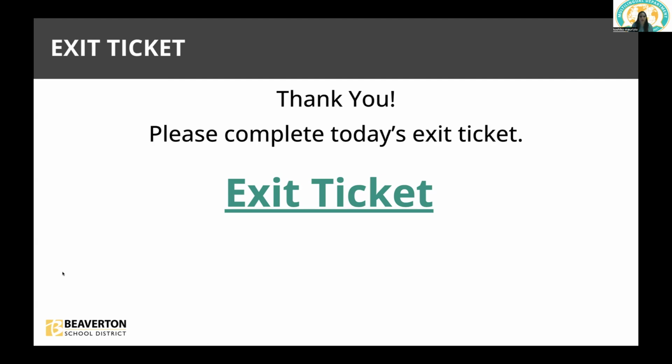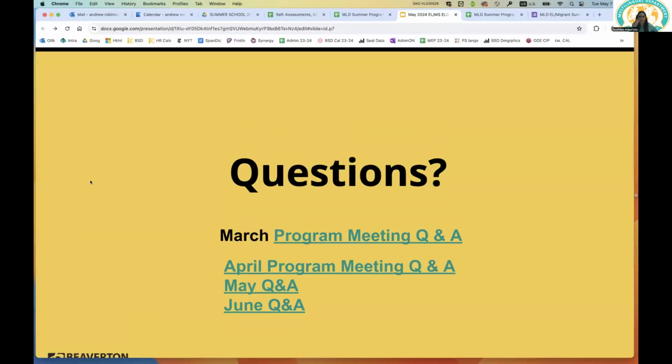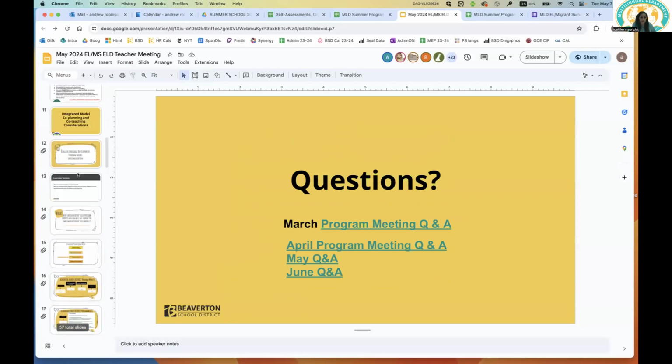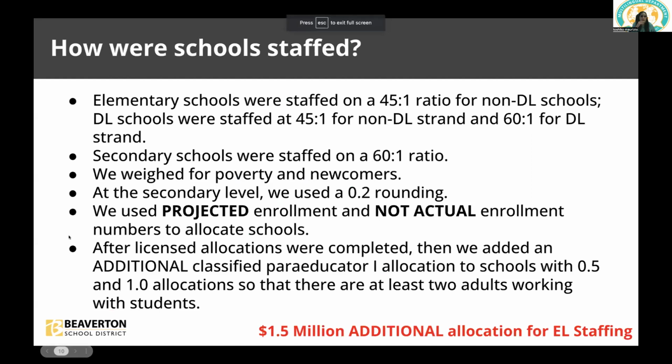Are we at the end, Betsy? Yeah, we are. Since we have some time, I wanted to go back to the staffing slide, slide 10, on how schools were staffed. I tried to answer a lot of the questions, but what I failed to put on this slide is that even though some of you might see some decreases in allocation, overall, the district has made an additional 1.5 million investment for EL staffing.